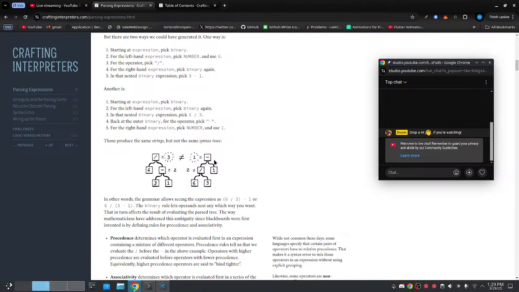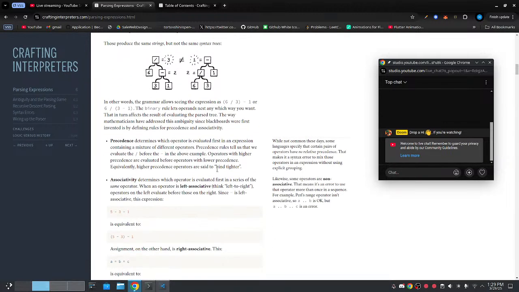And this is for the second one, right? Starting expression, pick binary. For the left hand pick binary, and for the right one pick a number. 6 divided by 3, minus 1, or 6 divided by (3 minus 1). Pick whichever way you want.